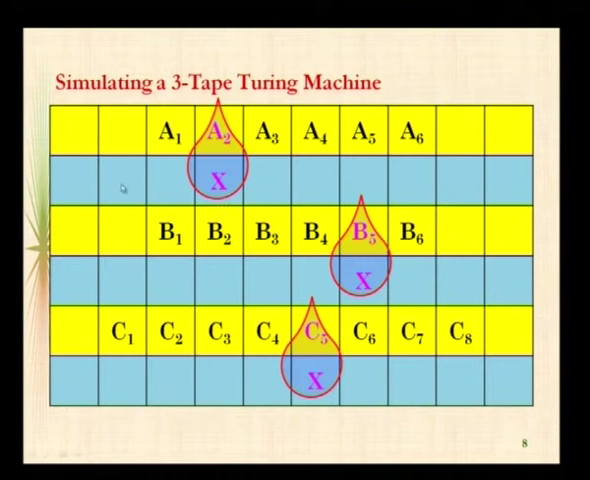That is why we use the alternate tracks for holding the X mark, saying that your finite control points to A2 as far as tape 1 is concerned, it is pointing to B5 as far as tape 2 is concerned, and it is pointing to C5 as far as tape 3 is concerned. So, that is what this X mark says: what is the current symbol available on the various tapes of the multi-tape Turing machine.